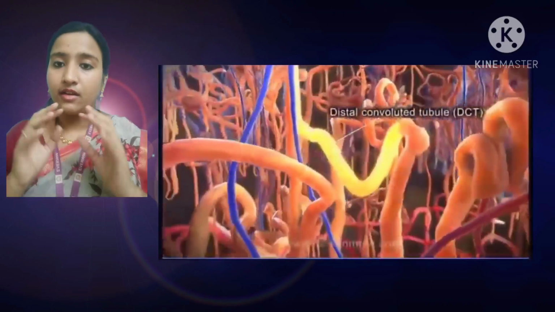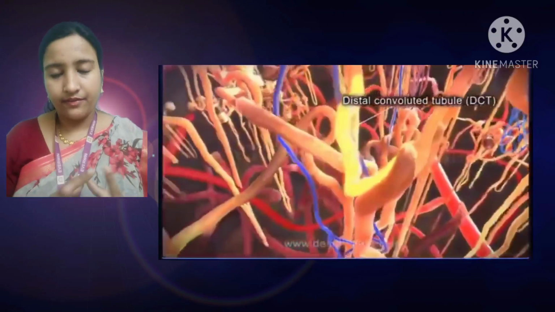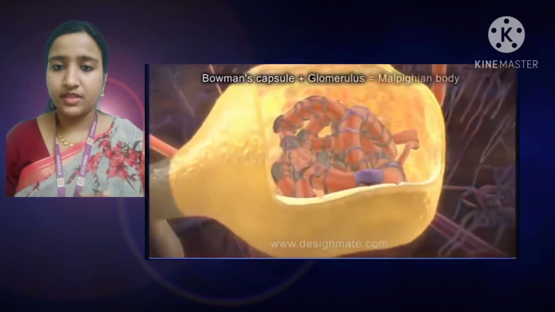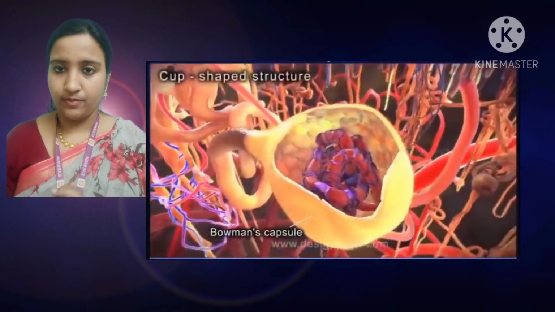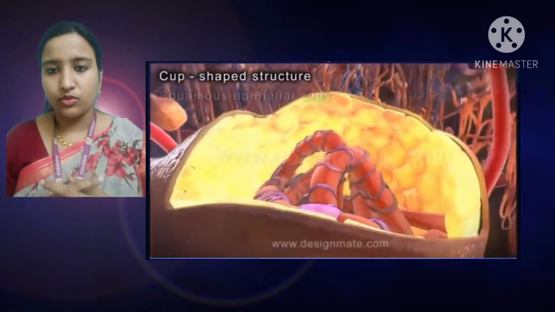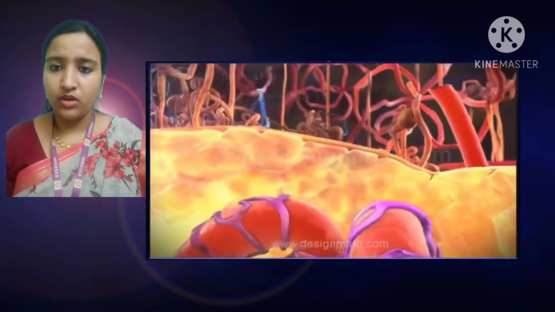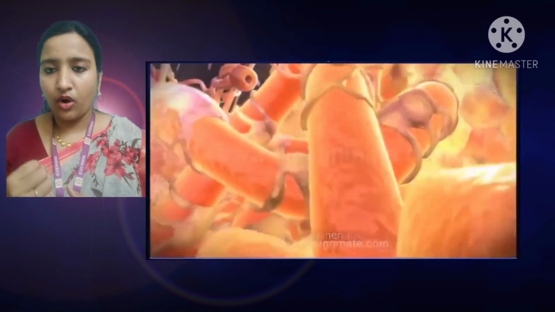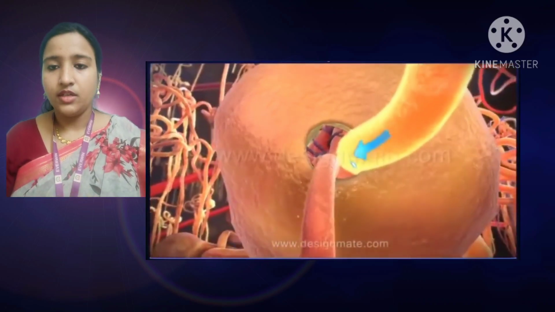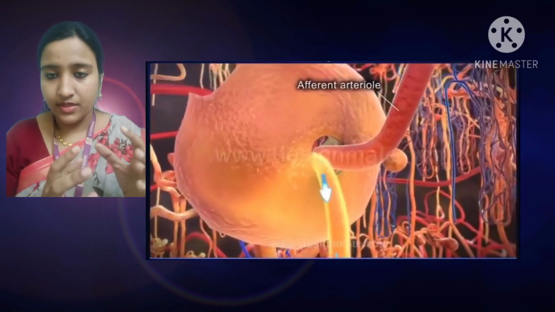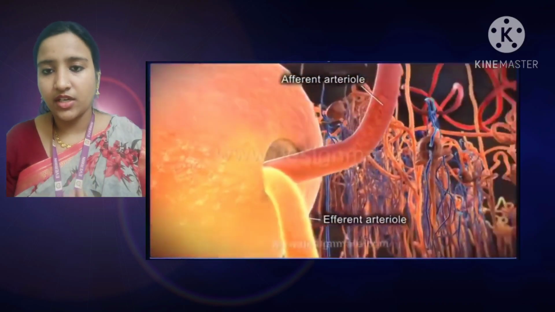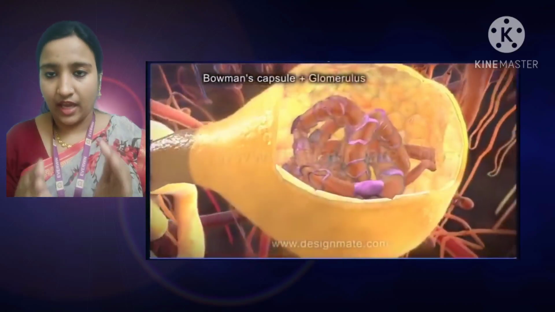So now let's learn the structure of these two regions and their function in detail. This Malpighian corpuscle or renal corpuscle is a cup-like structure which is called Bowman's capsule. Inside this Bowman's capsule, we can see a bunch of blood capillaries, collectively called the glomerulus. So, the first region of the nephron is the renal corpuscle or Malpighian corpuscle, which is in the form of a cup-like structure called the Bowman's capsule.